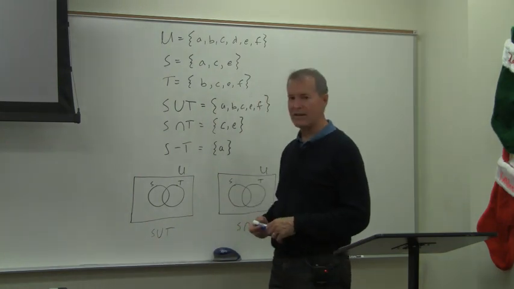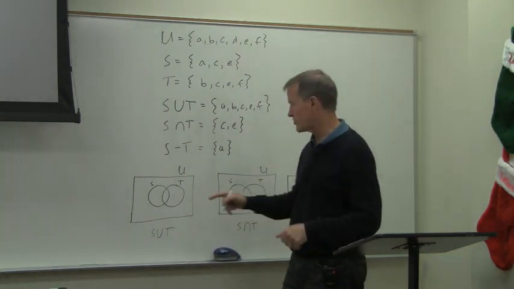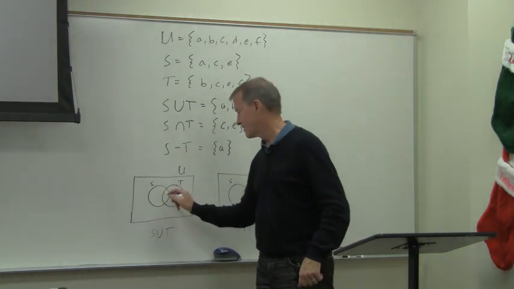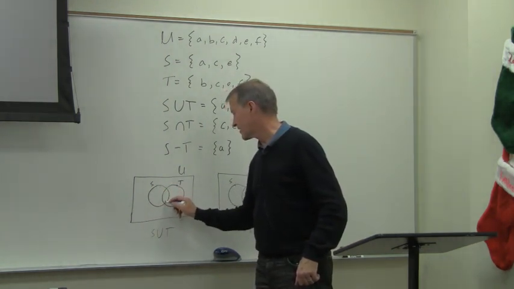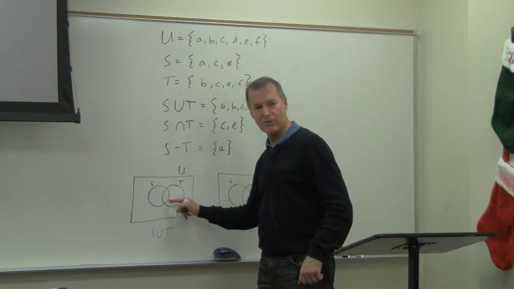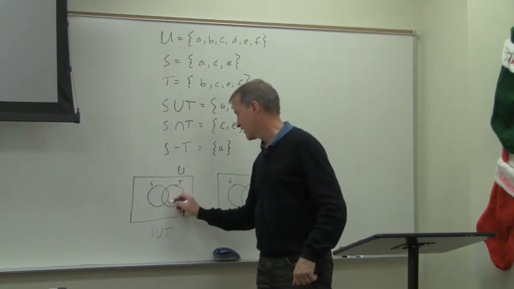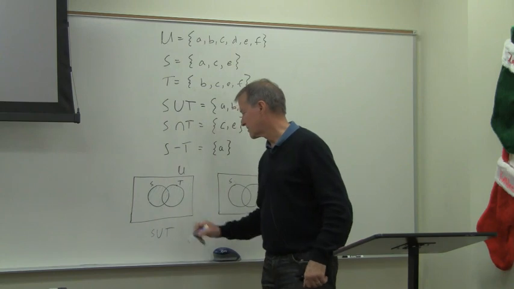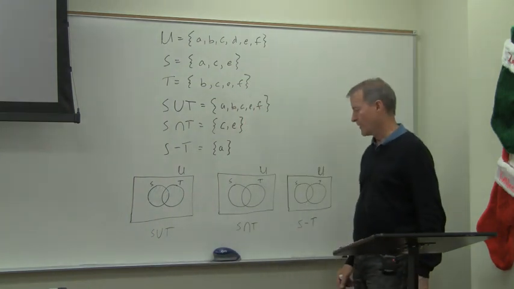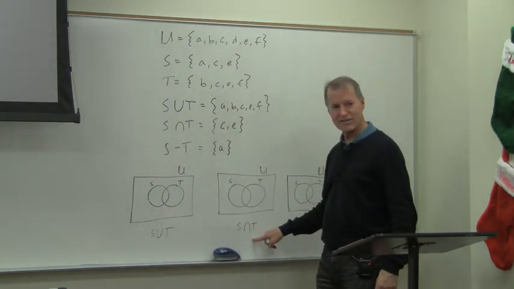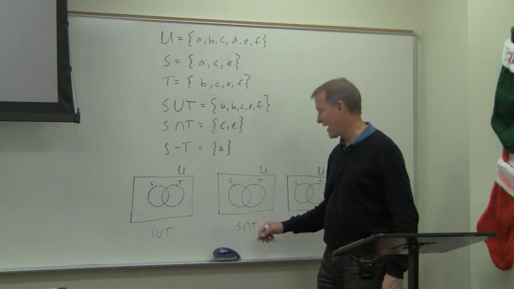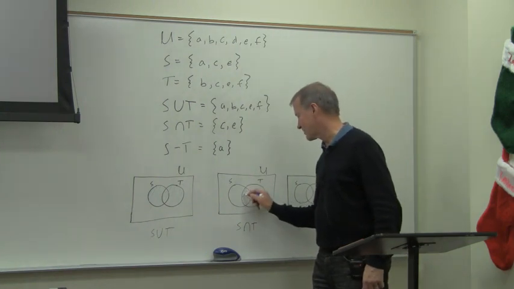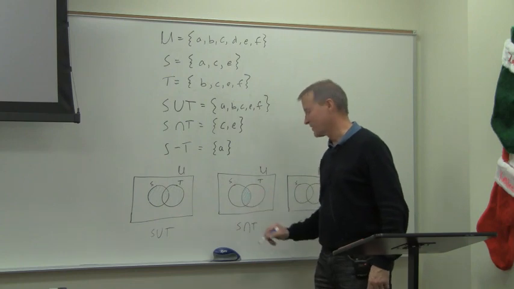So what are the elements in S union T? They're the ones that are in S or in T. So which ones? These, including the ones that are in both, are you with me? And including this. Does everybody see that? Whereas S intersection T, that's the elements that are in S and in T. So that's this one. Are you with me?